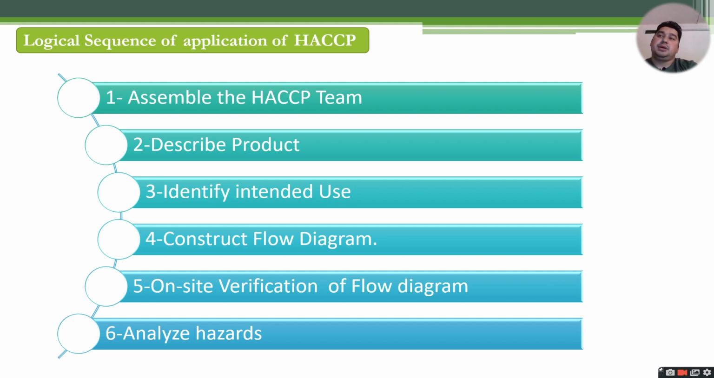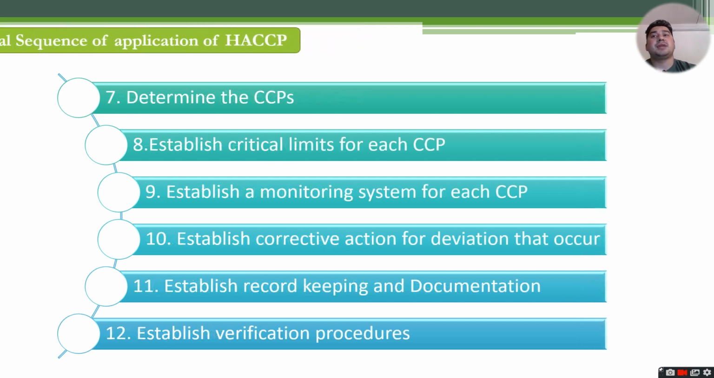So the first standard we have is assemble the HACCP team. Second, we have describe product. Third, we have identify intended use. Fourth, we have construct flow diagram. Fifth, we have on-site verification of flow diagram. Then we have analyze hazards. After that, we have determine the CCPs.